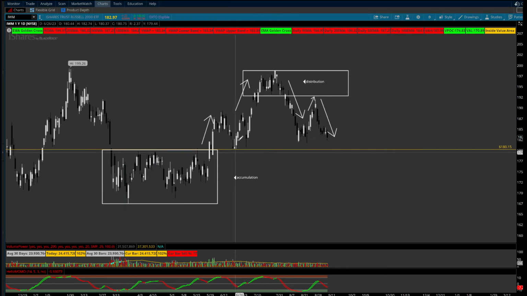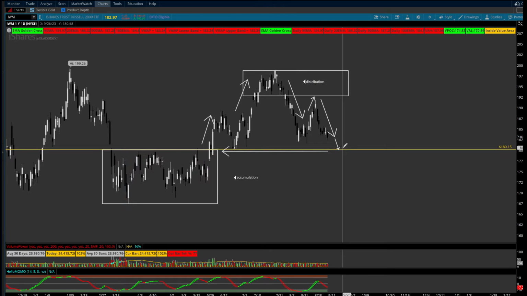Accumulation, markup, retrace, markup 2, distribution, markdown, retrace, markdown 2. And then we wait to see if there's going to be another potential accumulation cycle. Now we don't know, obviously, if there is. There's a chance that in this case we could trade back into this prior accumulation zone. So maybe there might be a little bit more downside for us to come back in here and retest this area, but we'll have to see what price does.